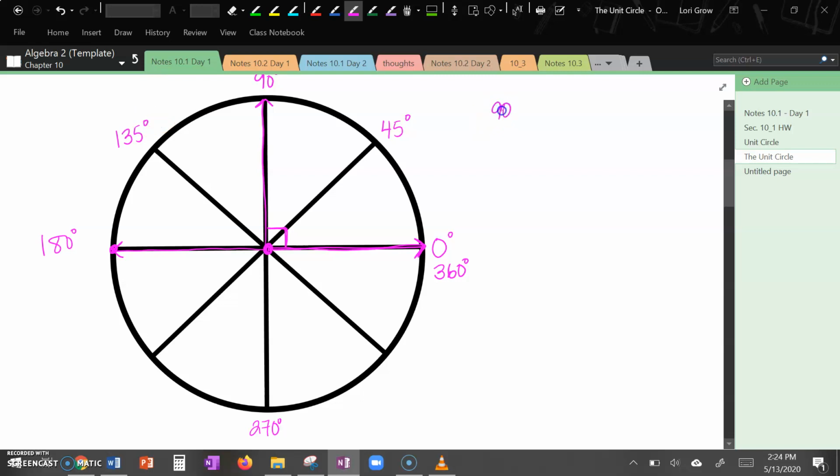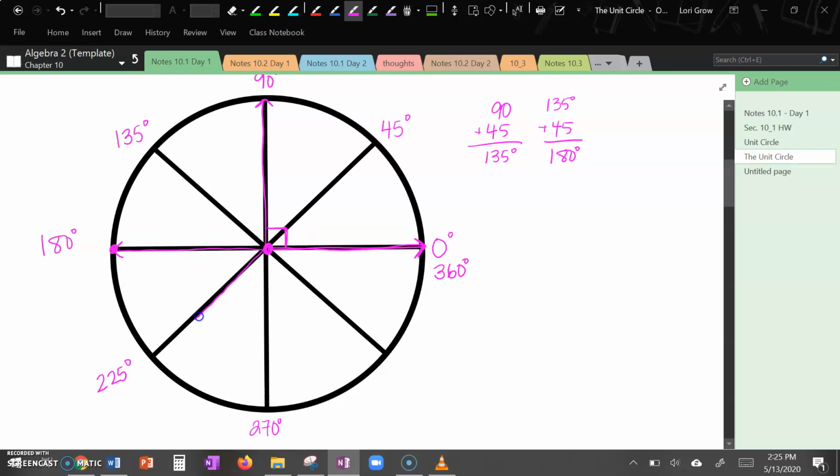Because what I'm doing is I'm doing 90 plus 45, and that's 135. Rotate 45 more, and you'll see you're at 180 degrees. So all I'm doing is adding 45 degrees all the way around the circle. If I'm here at 180 and I add 45, that's going to be a rotation of 225 degrees.